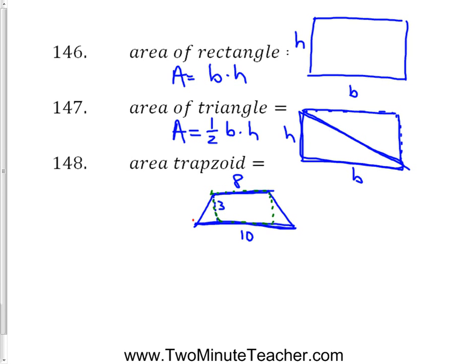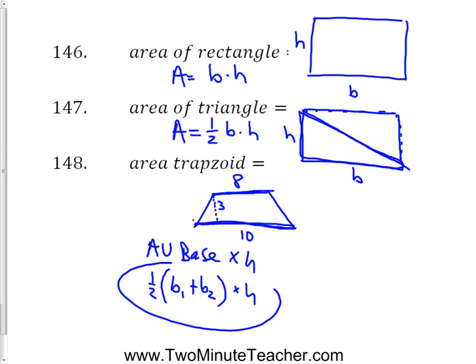All right, so if it's not 10 times 3, because that's too big, and it's not 8 times 3, because that's too small, that's why you average the 8 and the 10. So you average the bases, and then you times by the height. Now, a lot of times people write out that averaging the bases part this way: 1/2 of base 1 plus base 2, and then times the height. That's a good way to do it. So average your bases and times by the height.